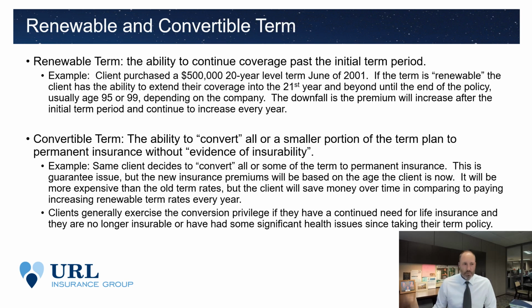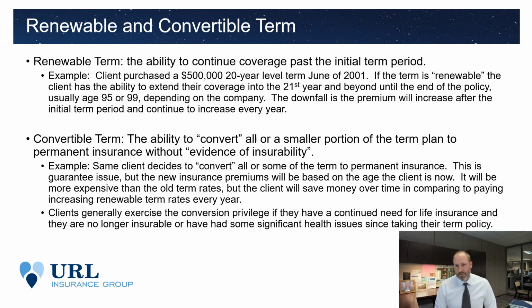Renewable and convertible term. Renewable term is the ability to continue coverage past the initial term period. That initial term period, if the client purchased a $500,000 20-year level term in June of 2001. If the term is renewable, the client has the ability to extend their coverage into the 21st year and beyond until the end of the policy. Usually the end of the policy is between age 95 or 99, depending on the insurance company.